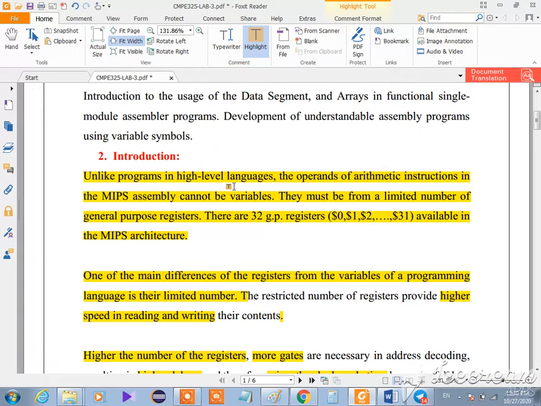But in the MIPS language, when you are going to use the registers, it's something different because you have a limitation in the registers. You have a limited number of registers. For example, you have 32 registers for your integer numbers, and for your floating point numbers you have another 32 registers. Actually, you can see the register numbers begin from 0 to 31.